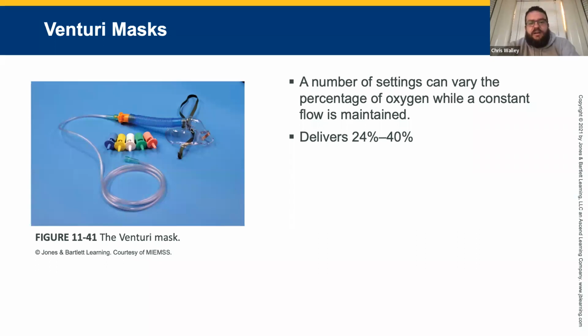So let's see. The Venturi mask has a number of attachments and can carry a percent of oxygen while a constant flow is maintained. Medium flow devices can deliver anywhere between 24 to 40%, depending on the manufacturer. So you change these little devices out down here. You can see the size of the hole is also dependent on the percentage of oxygen that comes through. And that's how you can work the Venturi mask.